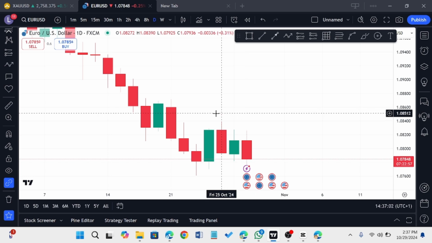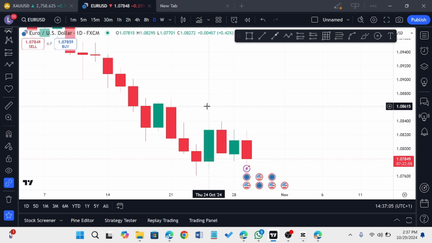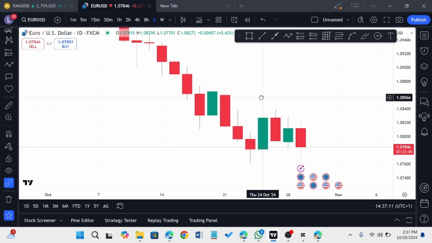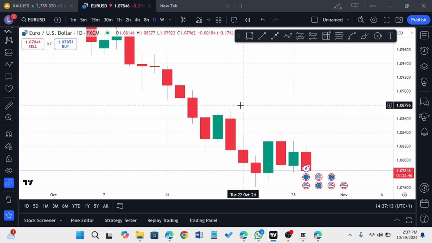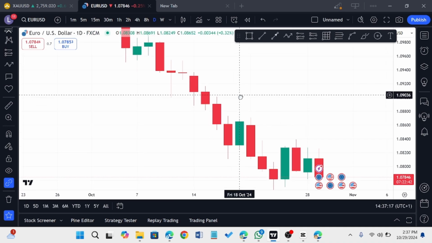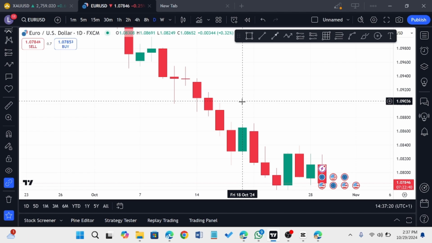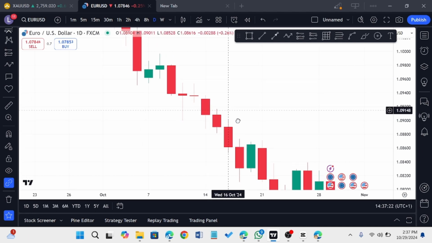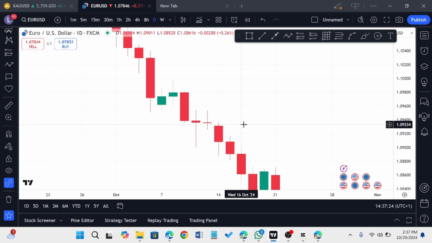Today we are going to be talking about pivot points, which is an essential tool for any serious Forex trader. So let's get started. Pivot points help us identify key levels in the market, allowing us to make informed decisions about where to enter or exit trades.